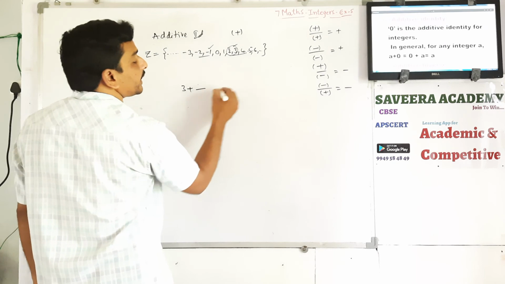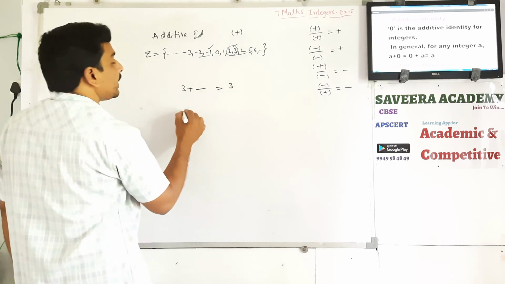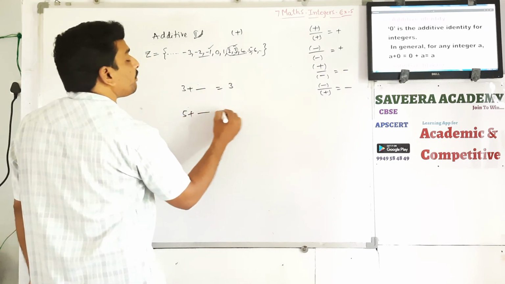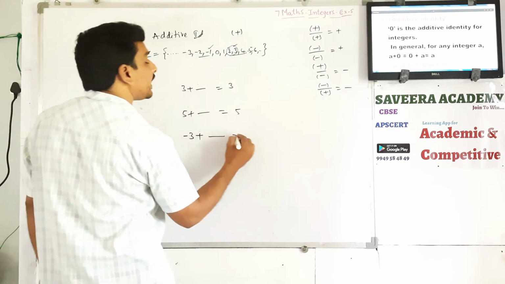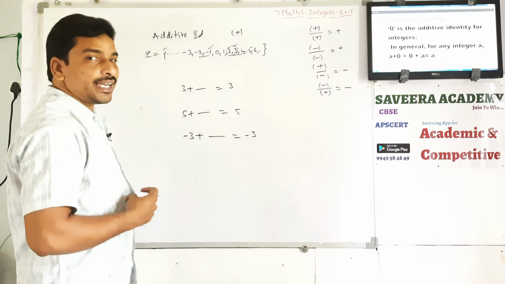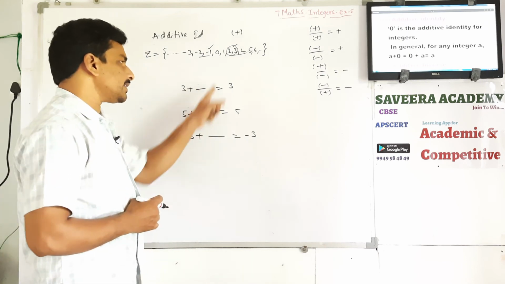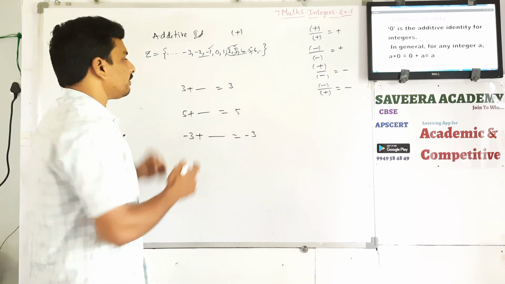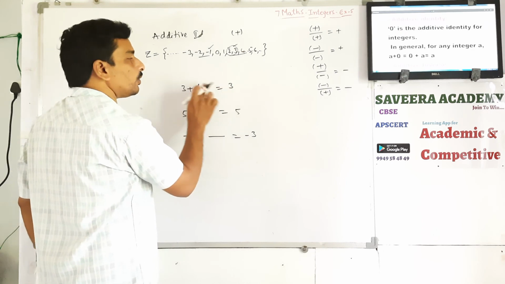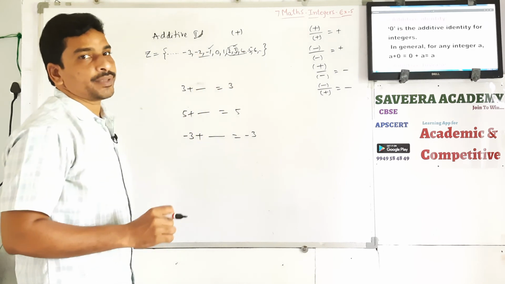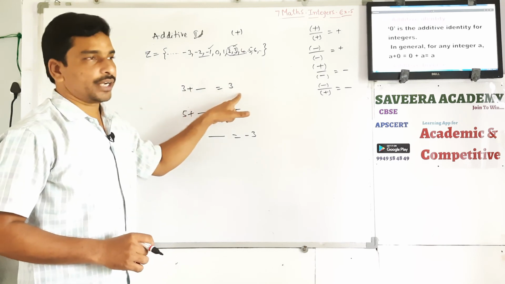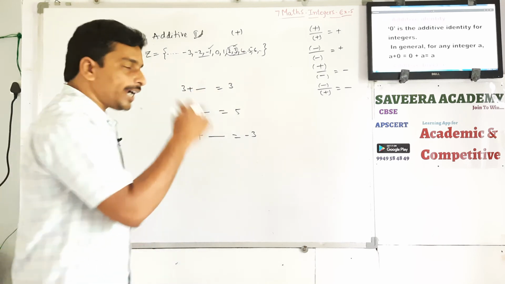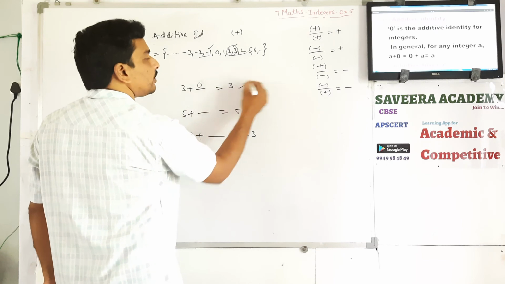Suppose I take 3. 3 plus dash is equal to 3. Next I take 5. 5 plus dash is equal to 5. I take minus 3. Minus 3 plus dash is equal to minus 3. Is there any integer which satisfies these rules? Suppose if I write 1 here, then 3 plus 1 is equal to 4, so I should not write 1. Suppose if I write 2 here, 3 plus 2 becomes 5, so I should not write 2 here.